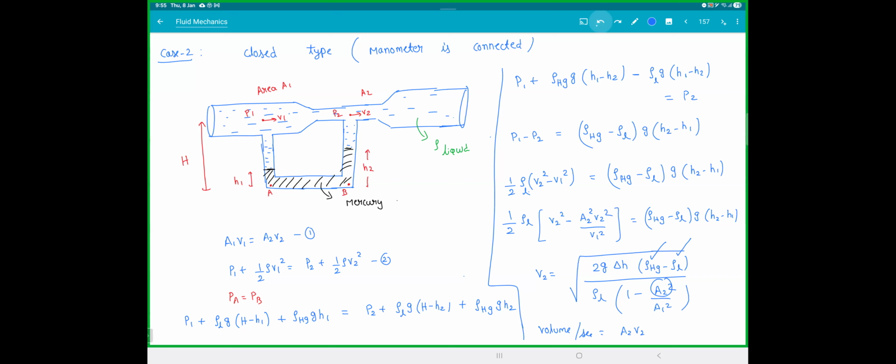So from there you get V2, and then if you multiply with A2, that gives you the volume of gas flowing out every second. And based on that, the meter runs. And that is how you know at the end of the month how much gas you consumed.